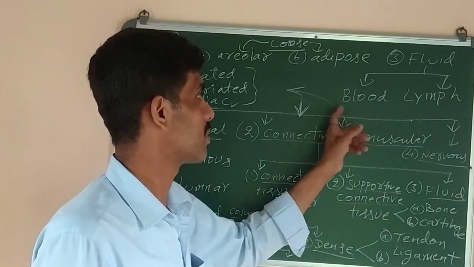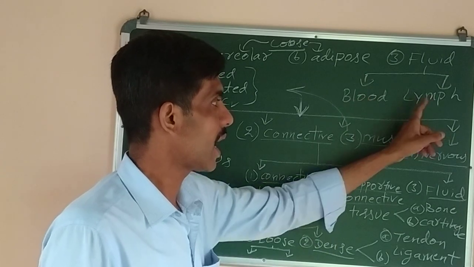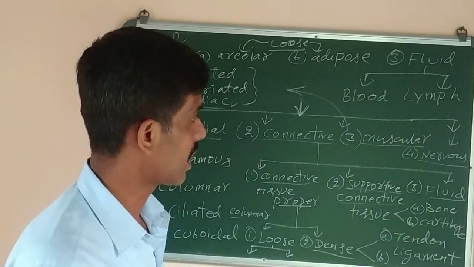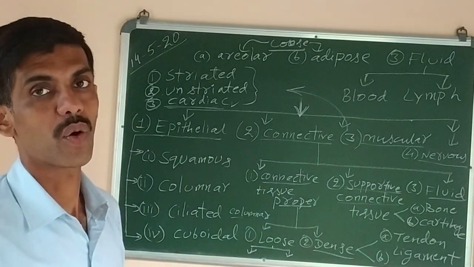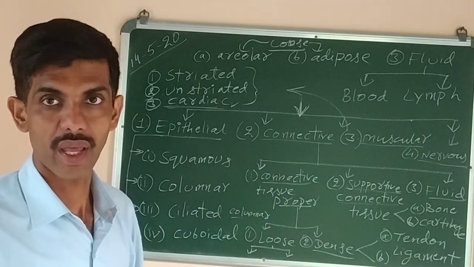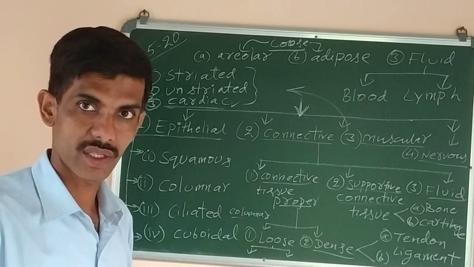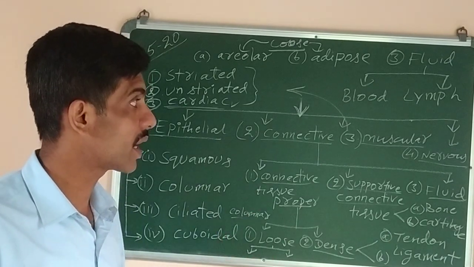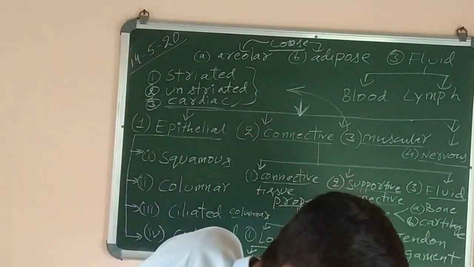It is of two types. What are they? The fluid connective tissue is of two types: blood and lymph. Then the last one, that is nervous tissue. Nervous tissue is the one which is found in the brain and the spinal cord, in all the body in the form of nerve cells, the one which helps to conduct impulses or messages from one part of the body to the other.